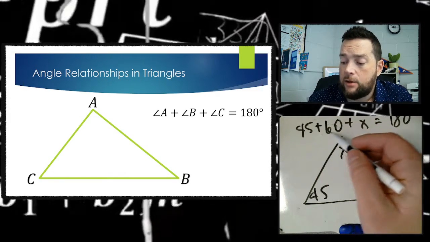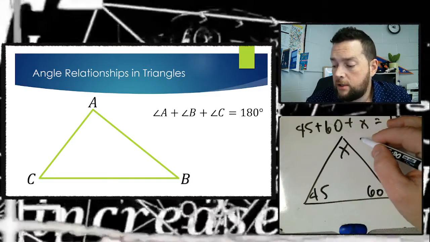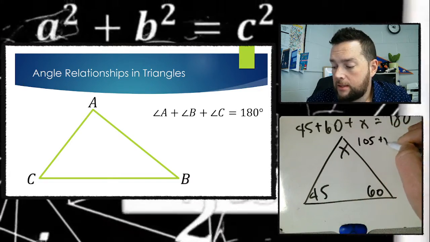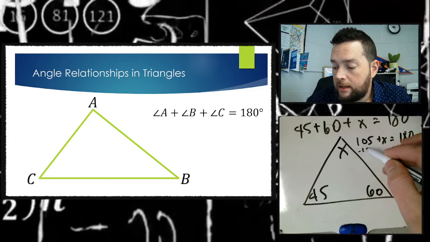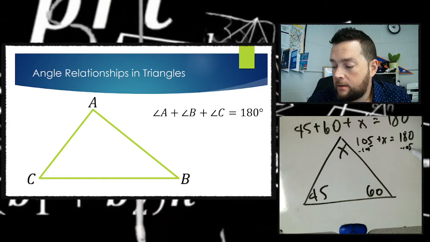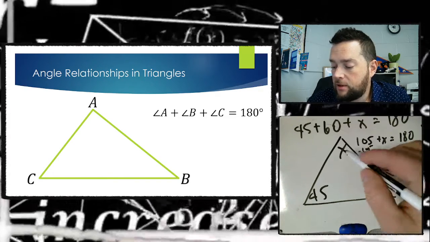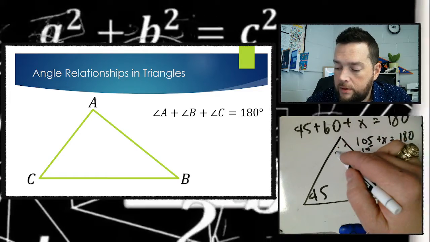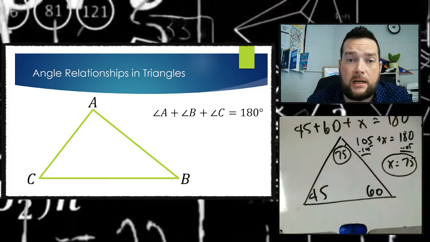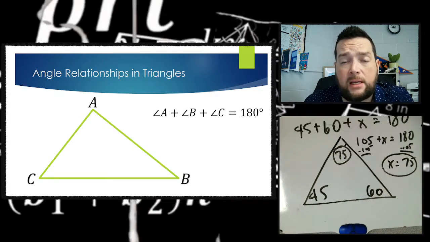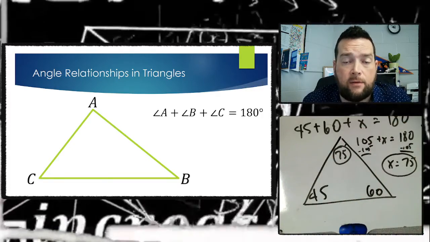I can add together 45 and 60 because those are both constants. They're like terms. So that's 105 plus x equals 180. Then I can subtract 105 from both sides, and I find that x equals 75. So this missing angle was 75. We found that by adding those two numbers together and subtracting from 180, or more basically, by making an equation and solving it for x.